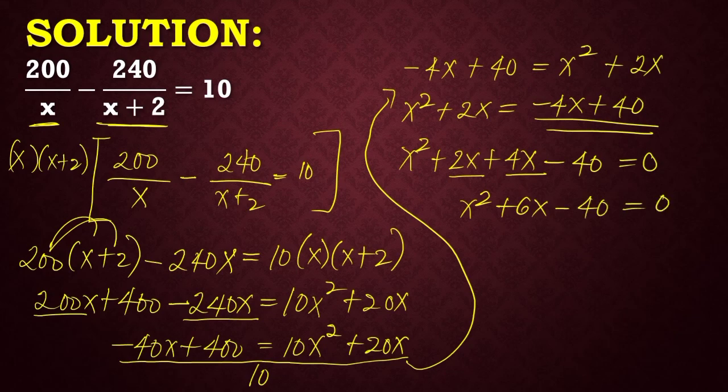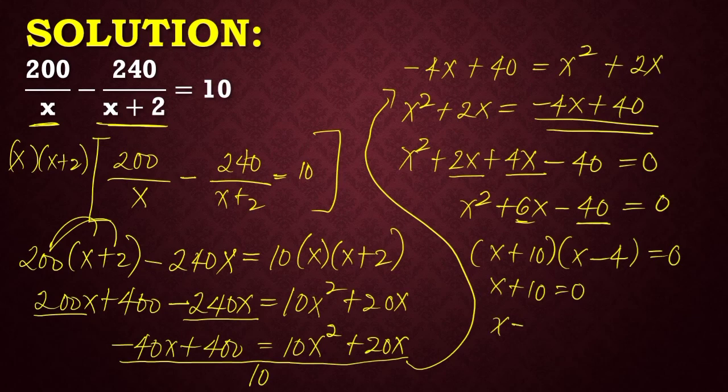So, what are the factors of negative 40 na kapag pinag-add natin, lilitaw ang sum na 6, the coefficient of x. So, that is x plus 10 times x minus 4 is equal to 0. So, x plus 10 is equal to 0, that is x equals negative 10. And then, x minus 4 is equal to 0, that is x equals 4. So, since ang hinahanap lang naman natin dito na value ng x ay positive, so kukunin po natin yung x equals 4. Okay?